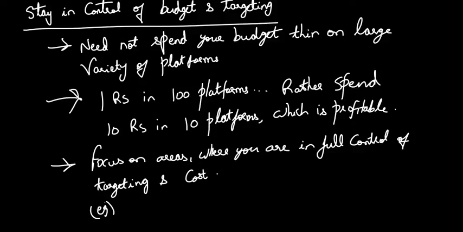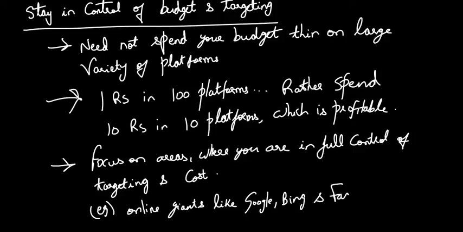Examples of companies following this strategy are online giants like Google, Bing, and Facebook. Now, after this, you have to avoid scaling your budget till it is profitable. Don't scale your budget till it is profitable enough to make you take that risk.